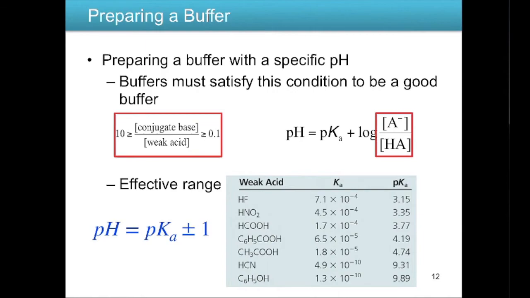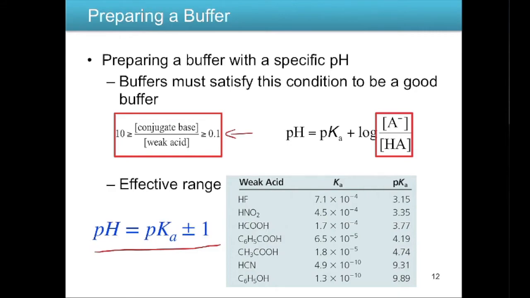So I've kind of already mentioned this, but it's worth repeating. Okay, buffers must satisfy a specific condition in order to be a good buffer. So previously it was worded like this: the pH has to equal the pKa of the acid plus or minus 1. So if the pKa was 5, then the buffer is good over the pH range of 4 to 6. Another way to write that would be this way here, is that the concentrations of the conjugate acid to the weak base must be within a factor of 10 from each other.